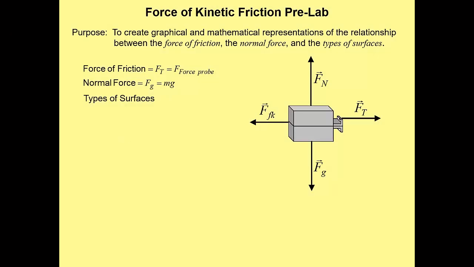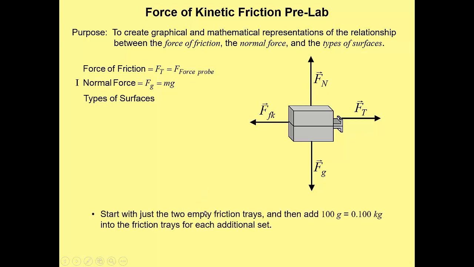Okay? So our purpose here is to create graphical and mathematical representations of the relationship between the force of friction, the normal force, and the types of surfaces. Now, can we control the normal force? Well, remember, the normal force is equal to the weight, and yeah, we can control the weight by controlling the mass. So if we open up this friction tray and put masses inside of it, we change the mass, we change the weight, we change the normal force. So the normal force will be an independent variable.